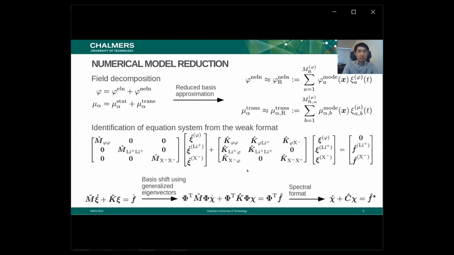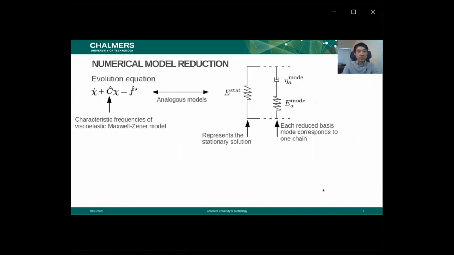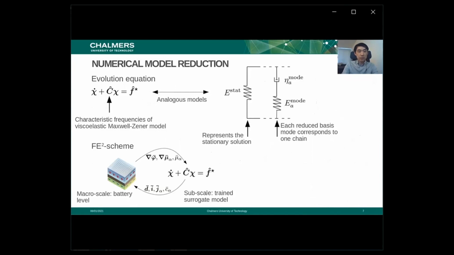And of course, we can simplify this surrogate model even more by putting it into the spectral format. That is, we're decoupling the equation system. And it turns out that when you do that, our surrogate model in the spectral format becomes analogous with the Maxwell-Zener rheology model. Now that we have our surrogate model, we can finally use it in an F² sense. So instead of jumping back and forth between the macro scale and the RVE, we're now jumping back and forth between the macro scale and directly into our surrogate model, which is a much cheaper procedure.